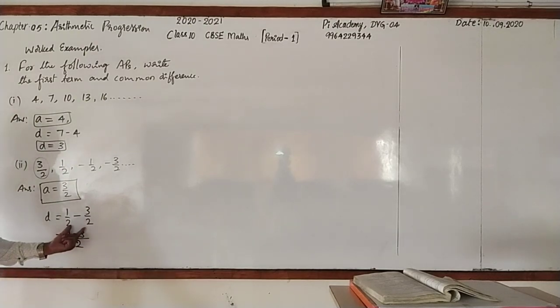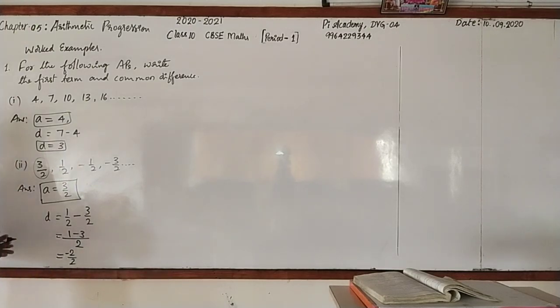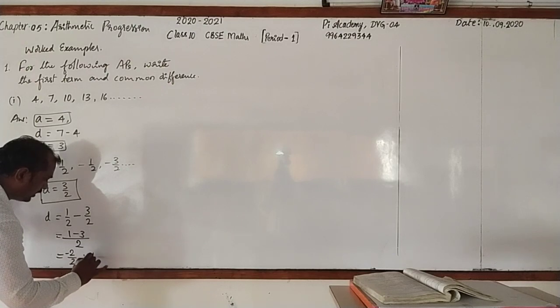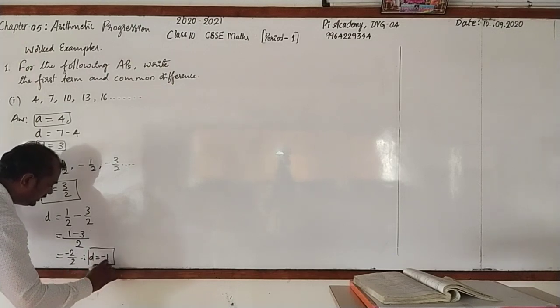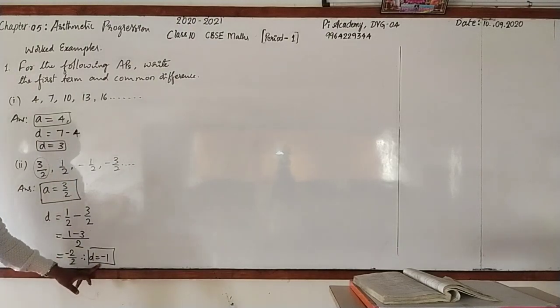It is possible if and only if denominator terms are same. It's equal to, what is 1 minus 3? It is minus 2 by 2. What is minus 2 by 2? It is minus 1. Therefore, D is minus 1. First term is 3 by 2. Common difference is minus 1.